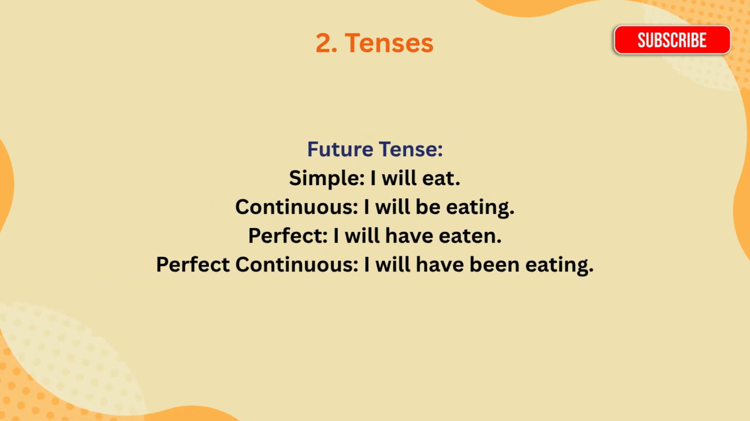Future tense. Simple: I will eat. Continuous: I will be eating. Perfect: I will have eaten. Perfect continuous: I will have been eating.